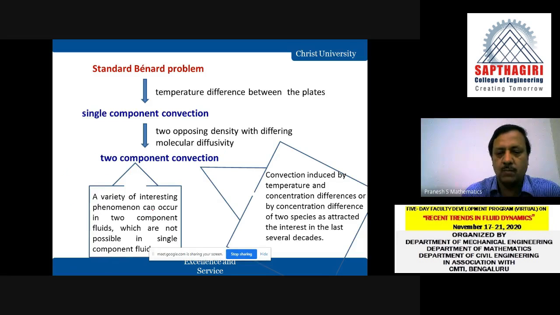When we say two component, convection is induced either by temperature and concentration difference, or it may be a concentration difference of two species. This has attracted many interesting phenomena, and double diffusive convection is especially important in the study of oceanography, where we have heat from the sunlight and the salt from the seawater, and this leads to different types of double diffusive convection.